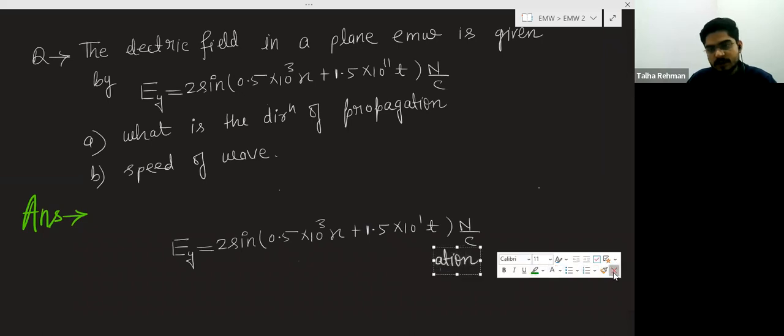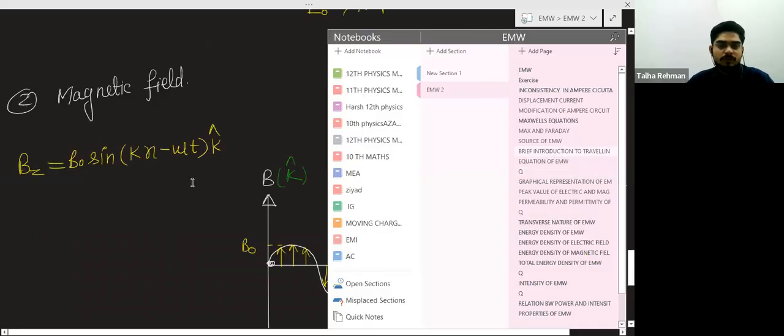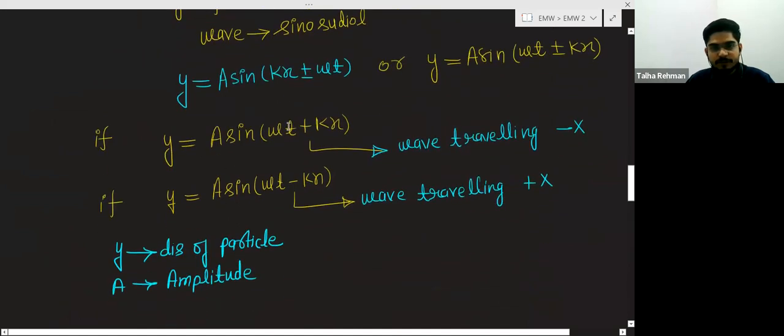Just a minute. You have to understand this. I have told you, if in between there is a plus sign, it means the wave is going in the negative direction. And if here is x, then negative x. If here is a negative sign, it means the wave is going towards positive, and here is x, meaning positive x.